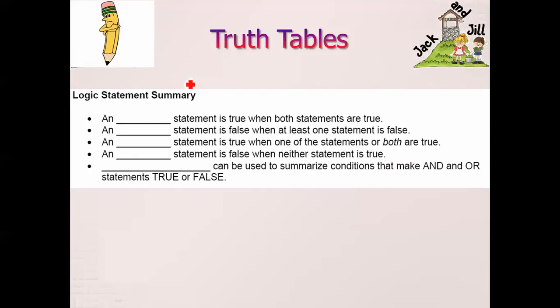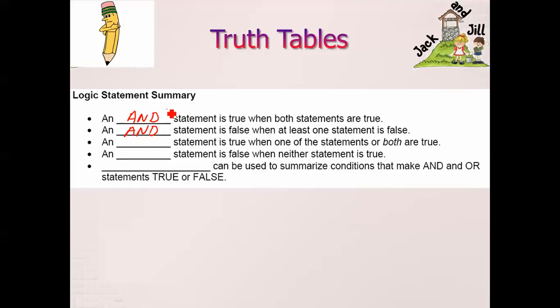Alright, this is not on your note sheet, so you will need to write this out. A blank statement is true when both statements are true. This is an AND statement. A blank statement is false when at least one statement is false. So an AND statement is false if at least one statement is false.